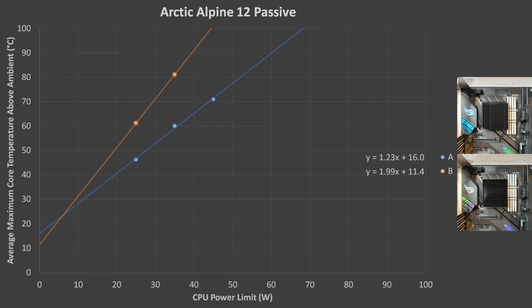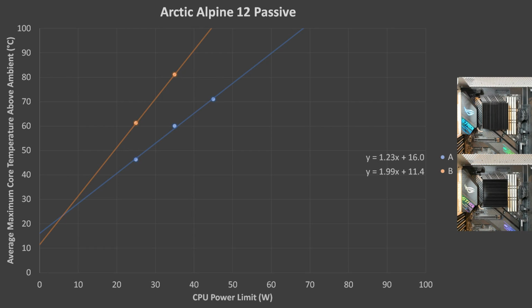In the vertical orientation, the cooler passed 45 watts, meaning the CPU should never thermally throttle in a 25 degrees Celsius room at 45 watts. In the horizontal orientation, the cooler did not even pass the 35 watt test. I've added trend lines and linear formulas for each orientation.